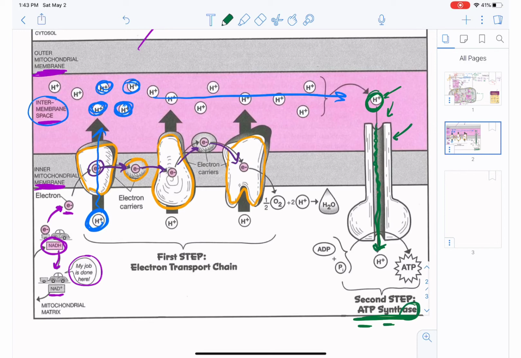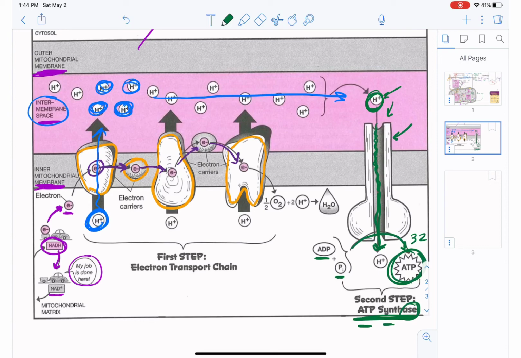And what's it going to do with that energy? It's going to take ADP, adenosine diphosphate. It's going to add a free phosphate molecule onto it. And it's going to produce, guess what? Adenosine triphosphate. And it's going to produce 32 of those ATP molecules from a single glucose molecule. So this is where all of that ATP is being produced.